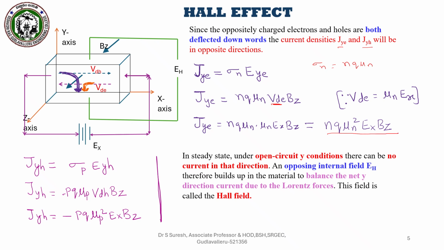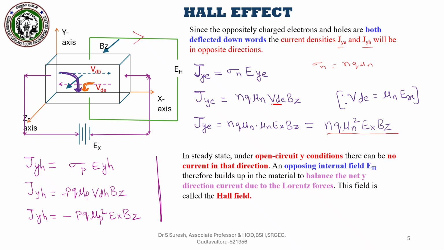Similarly, if you write for JYH, sigma P into E by H, where sigma is equal to PQ mu P into Bz. So JYH is equal to minus PQ mu P square Ex Bz. In a steady state under open circuit conditions, there should be no current in that direction. Several times we are mentioning that there should be no current along y direction.